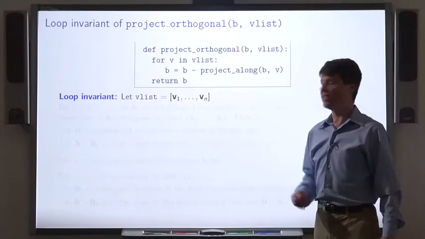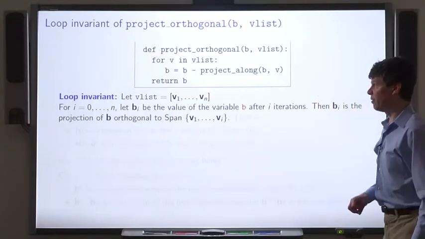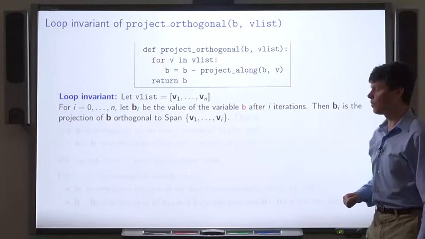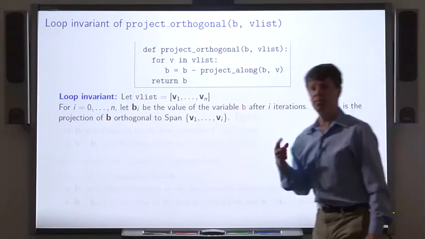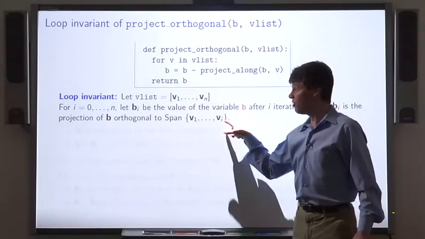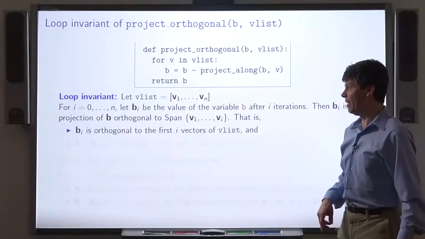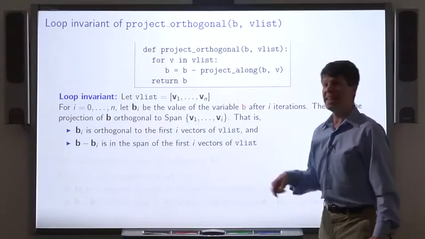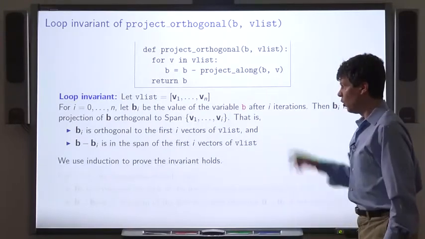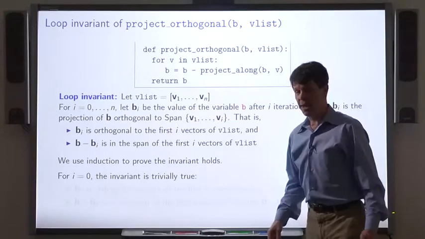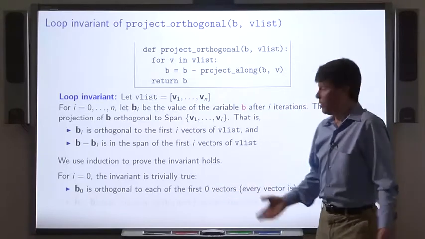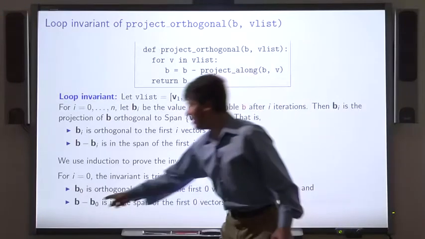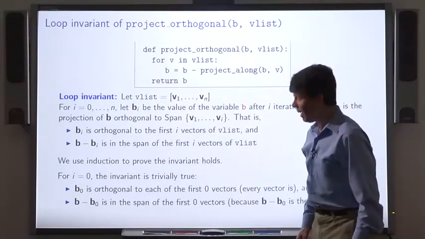To show that this procedure satisfies its spec, we'll define a loop invariant, and we'll prove it's correct. As before, let bi be the value of the variable b after i iterations. The loop invariant requires that bi is the projection of b orthogonal to the first i vectors in VList. That means bi is orthogonal to those first i vectors, and b minus bi is in the span of those first i vectors. We'll prove this invariant holds by induction. And the case i equals 0 is very easy. b0 is certainly orthogonal to the first 0 vectors. Every vector is orthogonal to an empty set of vectors. And b minus b0 is in the span of the first 0 vectors because b minus b0 is the 0 vector.